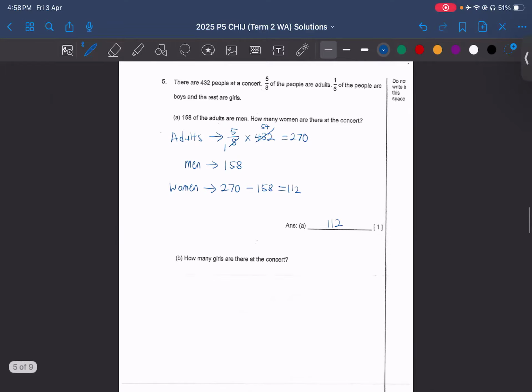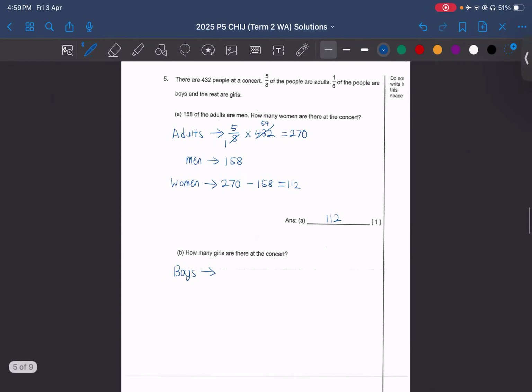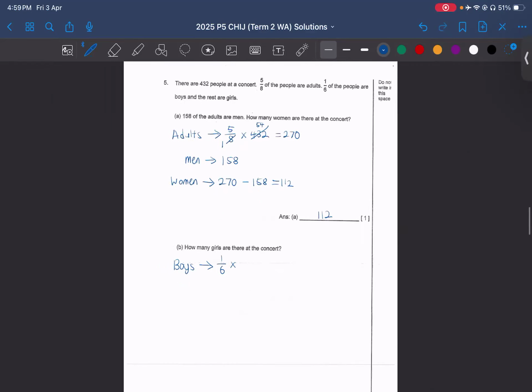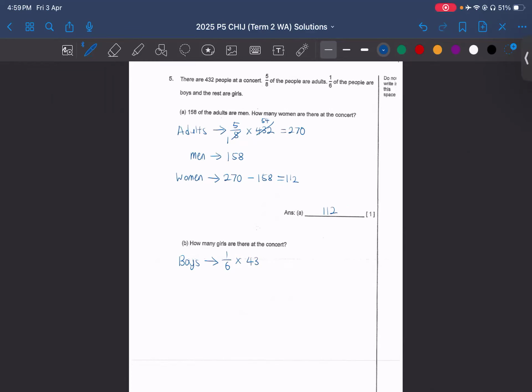For question 5B, how many girls are there at the concert? So we are also given that 1/6 of the people are boys and the rest are girls. So in this case, we are able to find the number of boys as well. To find the number of boys, we use the same method as above. In this case, we know the fraction of the people that are boys, so 1/6 multiplied by the total number of people, which is 432.